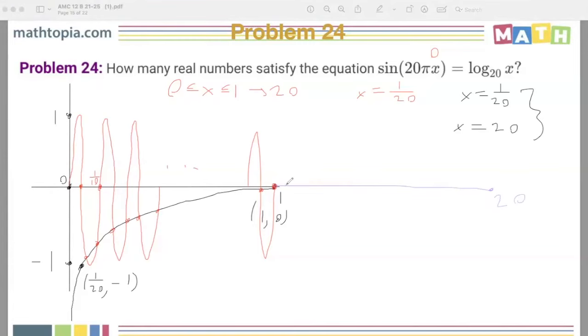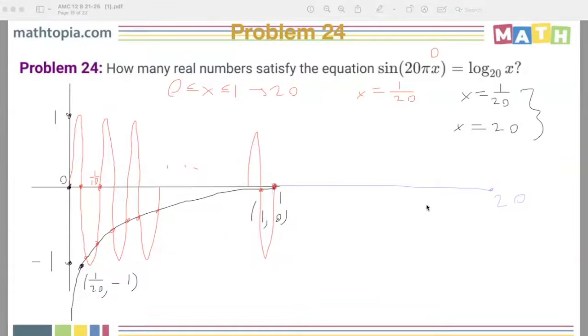So now we're going to think about what happens for the rest of it, from 1 to 20. Remember that this function goes up and down, up and down, up and down. The sine function goes up and down. How many times is it going to go up and down? Well, we know between 0 and 1, it went up and down like 10 times.